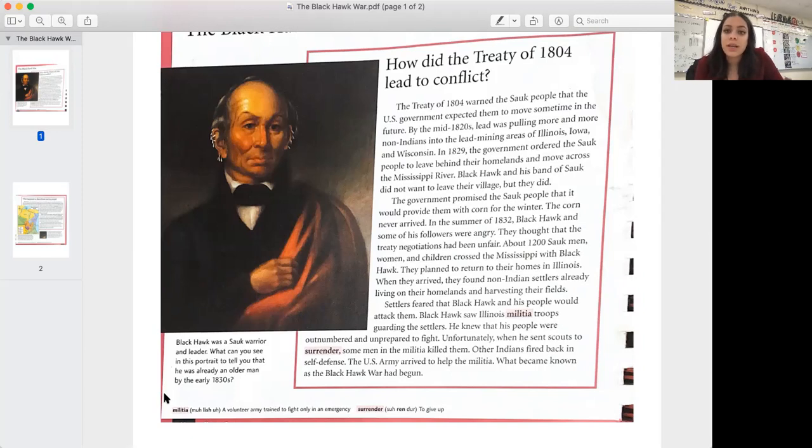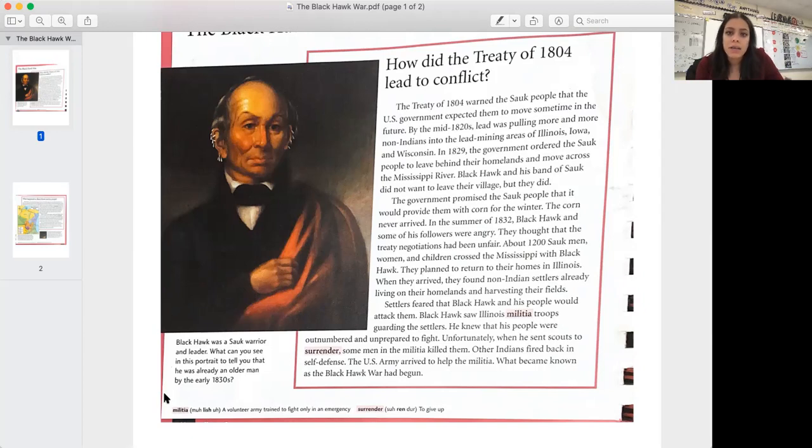So it goes on to read, the Treaty of 1804 warned the Sauk people that the U.S. government expected them to move sometime in the future. By the mid-1820s, lead was pulling more and more non-Indians into the lead mining areas of Illinois, Iowa, and Wisconsin. In 1829, the government ordered the Sauk people to leave behind their homelands and move across the Mississippi River.